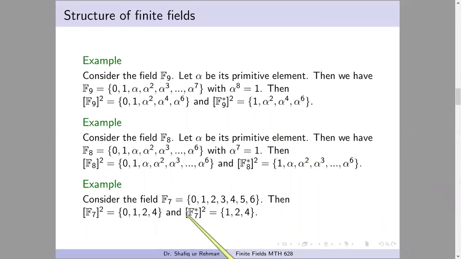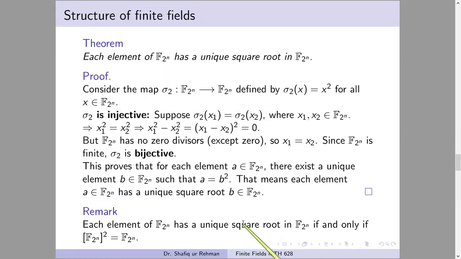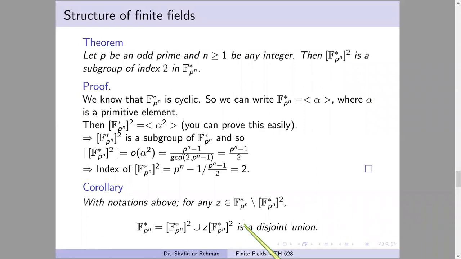For example, if we take F7, this squared element set is a subgroup of this group of index 2. It has two cosets. So this is the statement that if p is an odd prime and you take the group of non-zero elements of F_{p^n}, that is F_{p^n} star, and you take all the squared elements, then that set will be a subgroup of F_{p^n} star, but a subgroup of index 2. Index 2 means this subgroup has two cosets.